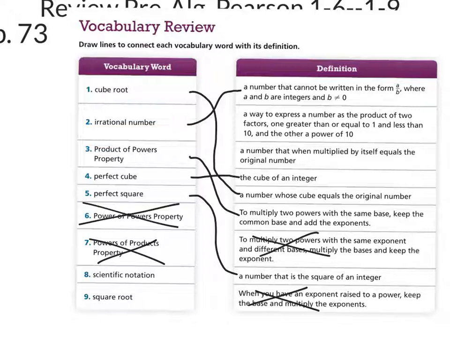Scientific notation is a way to express a number as a product of two factors, one greater than or equal to 1 and the other a power of 10. And then square root would be a number that when multiplied by itself equals the original number. So we got kind of a spider web here, kind of a mess, but that's what that would look like.